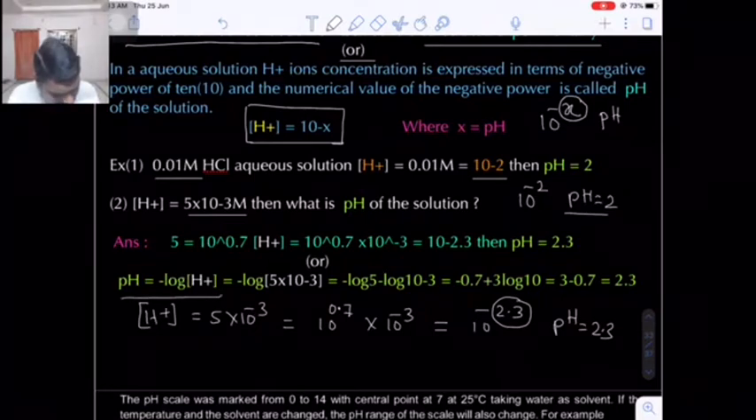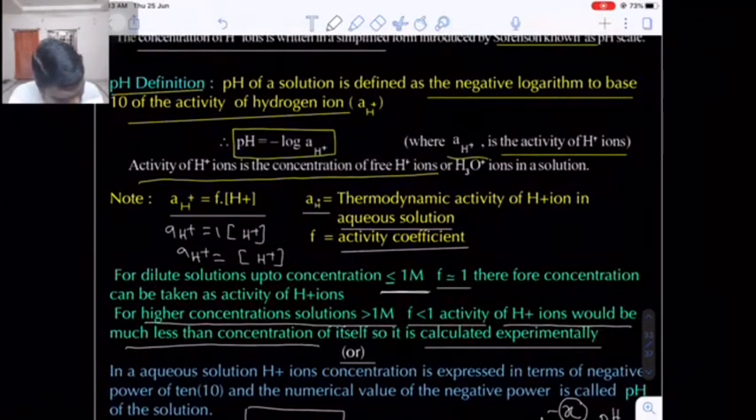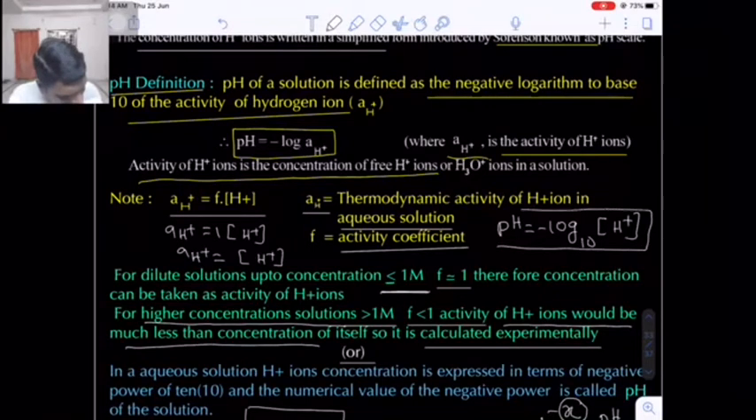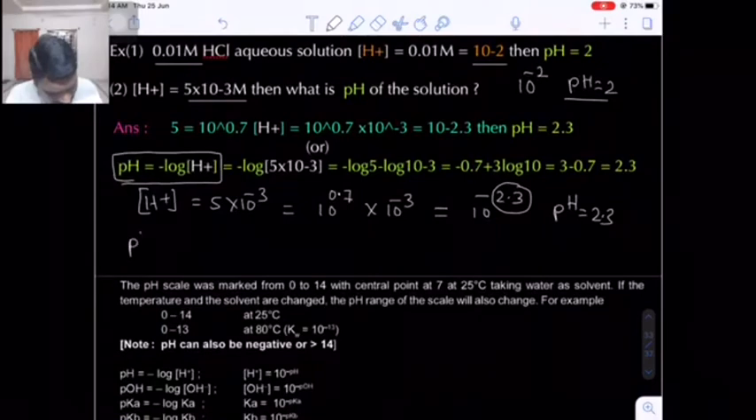Directly we can use the definition: pH is equal to negative logarithm to the base 10 of H plus ion concentration. This is the formula to calculate the pH of a solution. pH is equal to minus log to the base 10 of H plus ion concentration. Suppose the H plus ion concentration is given as 5 into 10 raised to minus 3.